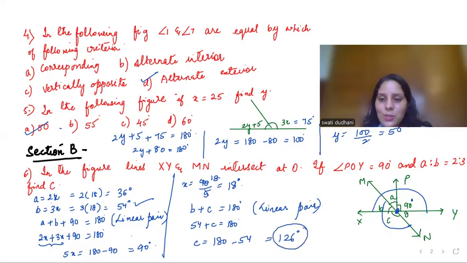I hope this is clear. It's very easy. You just need to figure out when you have a straight line, you will consider it as a linear pair, which is supplementary. And this concept has been used many times.